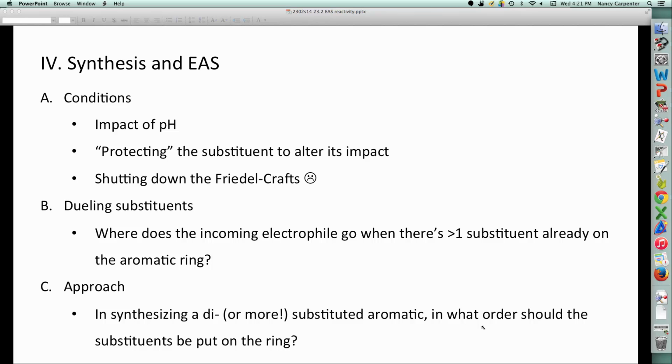Well, next question, chapter 22, we looked at just plain old electrophilic aromatic substitution. Now we've examined what happens when we have one substituent on the ring, but what happens when you have more than one substituent on the ring? Then where does the incoming electrophile go? Gotta think about that. And finally, if we're trying to synthesize a di-substituted aromatic from, say, benzene, which substituent should you put on first? It's a very fun puzzle.